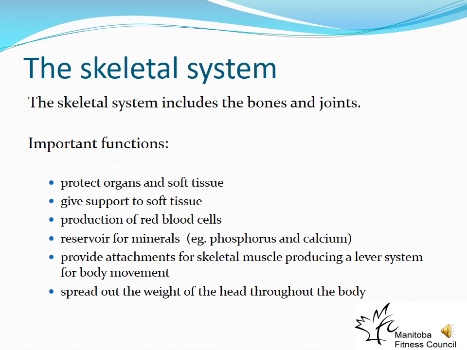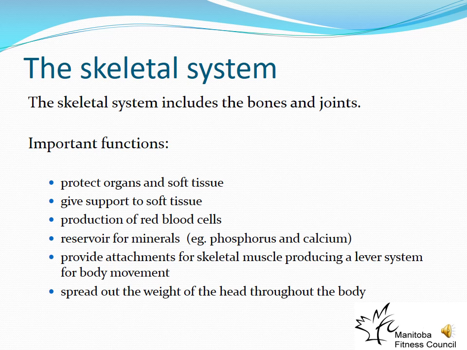So important functions of our skeletal system, our bone system, is that our bones will actually protect our organs and our soft tissue. So when you think of the abdomen and the rib cage, etc., especially the rib cage and the skull as well, those are going to protect our internal organs. So our skull will protect our brain, our rib cage will protect our lungs and our heart, our pelvic bone will protect our reproductive organs. So there's actually a big role with protection.